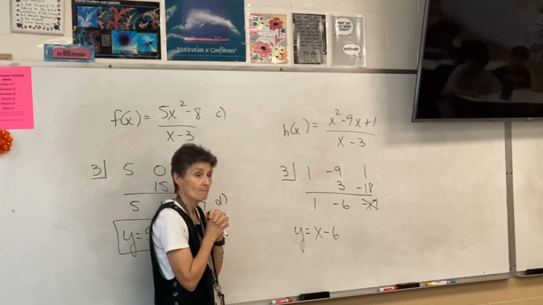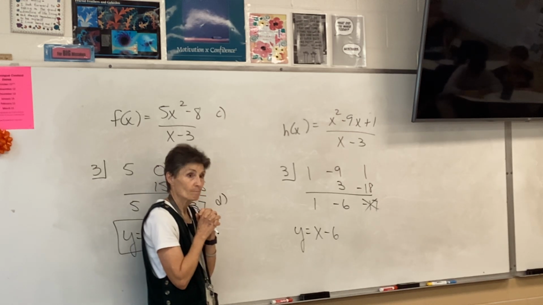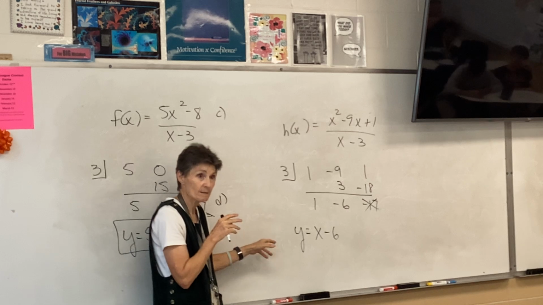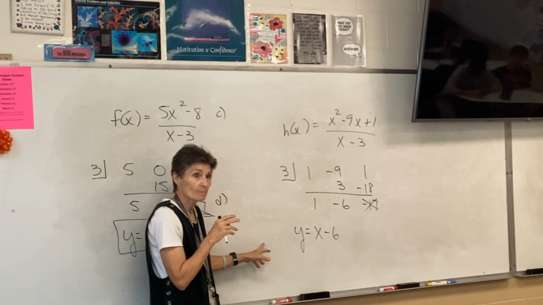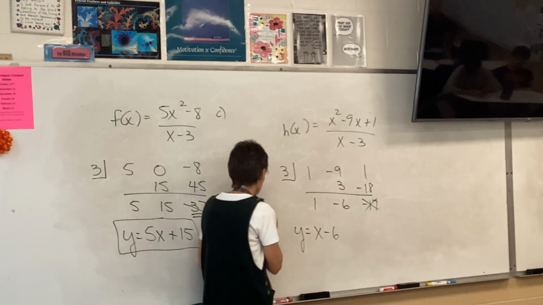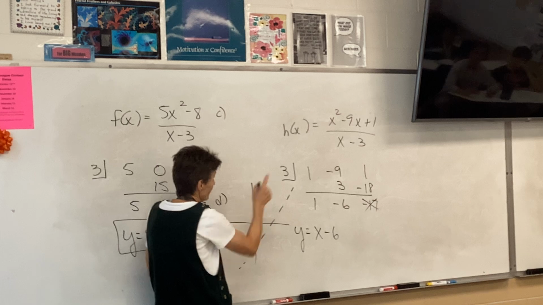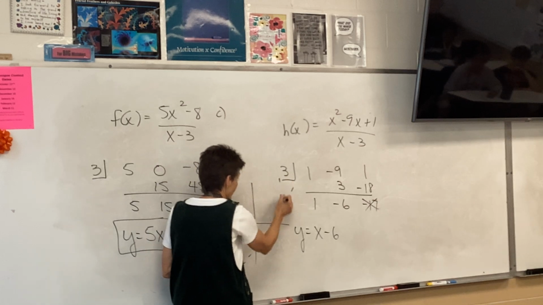Wait, so like y equals x minus 6. That's the asymptote, not the curve? Yes. Well, it is a line, but it's the asymptote, it's not the curve. It's gonna look like this, right? That's gonna have a vertical asymptote at 3.